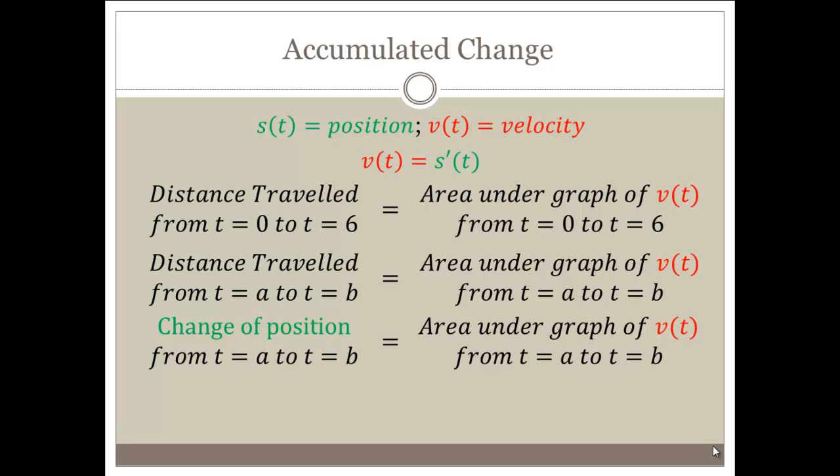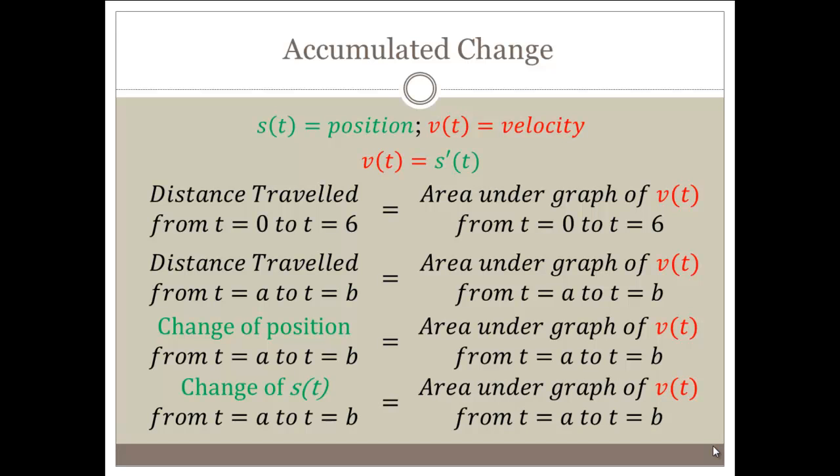Or putting position in terms of the function s of t, the change of s of t from t equals a to t equals b can be calculated as the area under the graph of v of t from t equals a to t equals b. So in other words, we can compute the distance traveled by calculating the area below the graph of v of t. Notice that this allows us to turn a long algebraic calculation into something graphical.